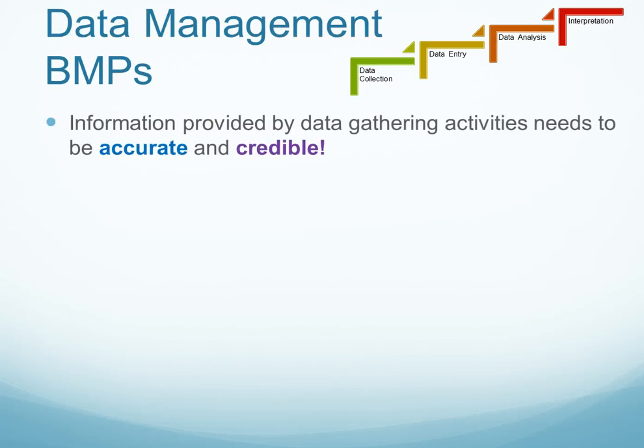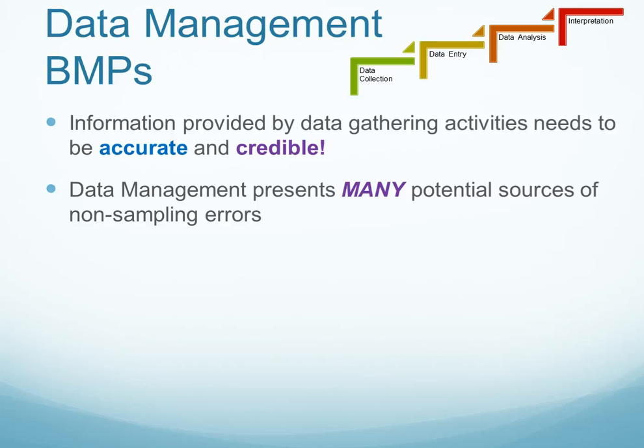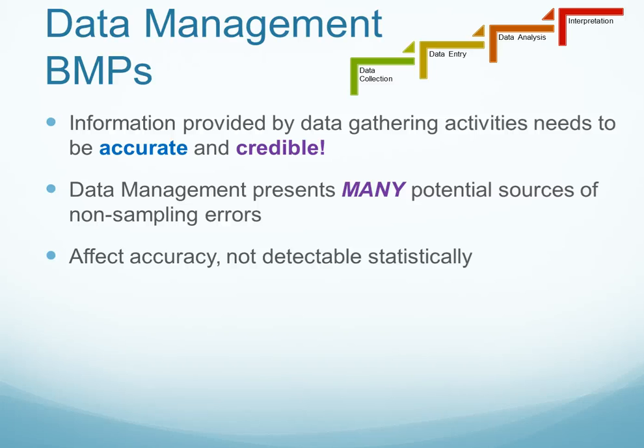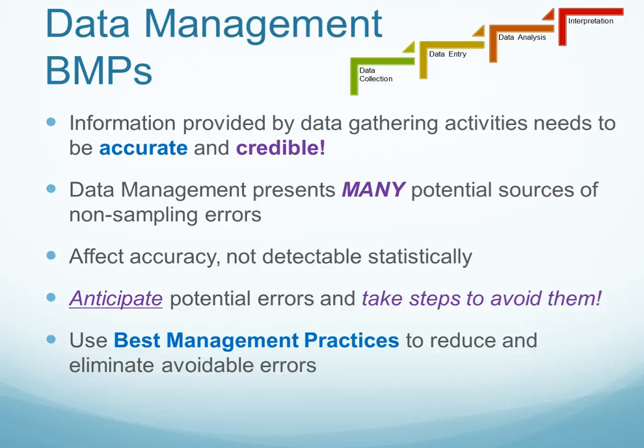So to review, our information provided by data gathering activities needs to be both accurate and credible. Data management presents many potential sources of non-sampling errors, and these affect accuracy, and they are not detectable statistically. We need to anticipate potential errors and take steps to avoid them. And we can use best management practices to reduce and eliminate these avoidable errors.